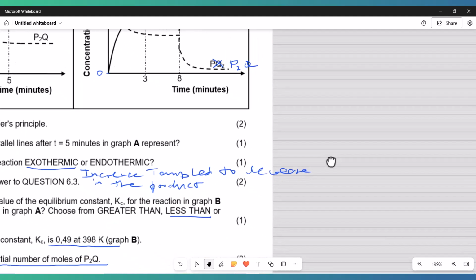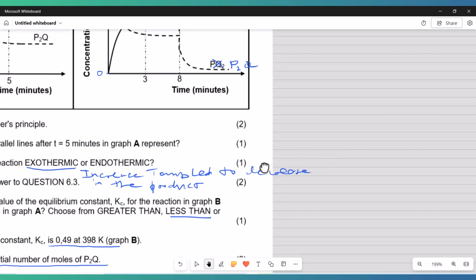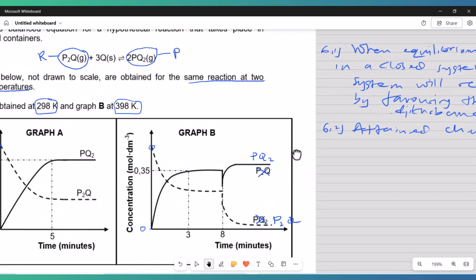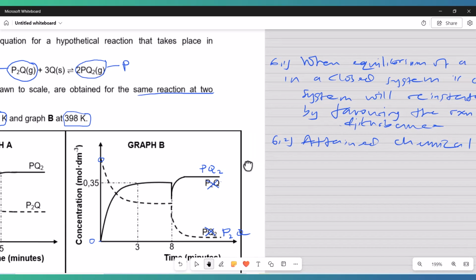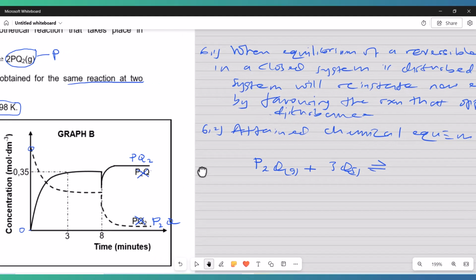So I have my equation again here. Remember, it is P2Q gas, plus 3Q, which we see is solid, to give us 2PQ2, which is also a gas here.